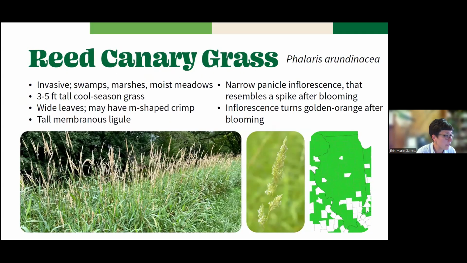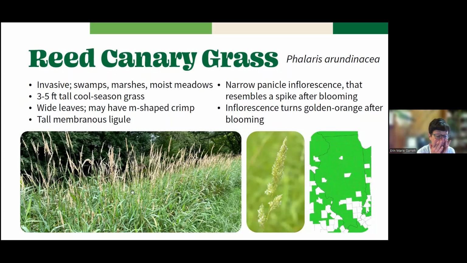Okay, we're going to move next to reed canary grass. Reed canary is another invasive that we typically find in wetter areas, but that doesn't mean that you can't find it in other spots too. But typically, more of your swamps, marshes, moist meadows, moist prairies. Another cool season grass, gets a little bit taller than the smooth brome, up to 5 feet.